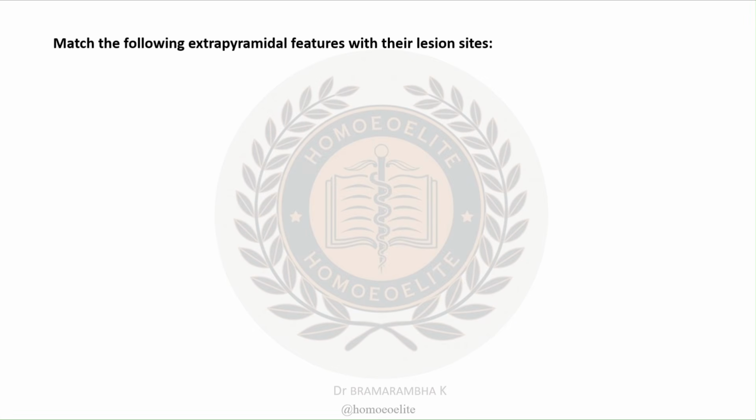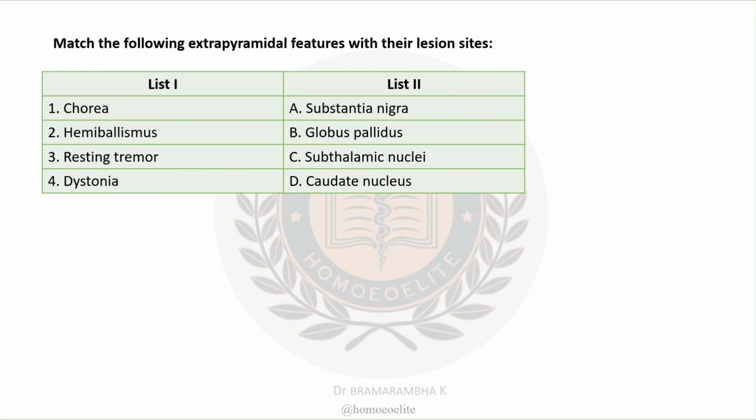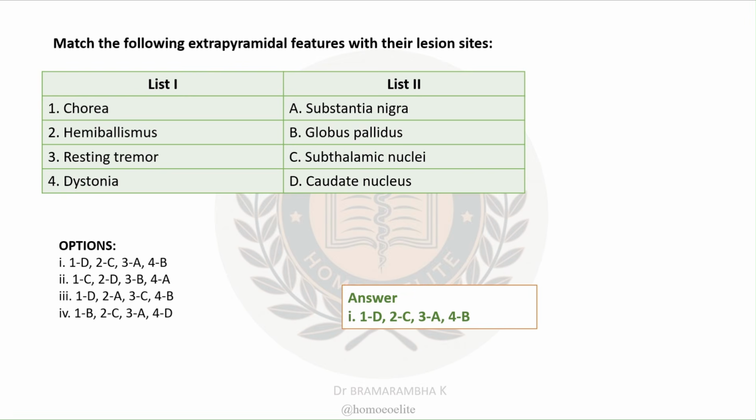Match the following extrapyramidal features with their lesion sites. List 1 has the signs that are given, and list 2 is which region they are related to. So what could be the option here? We know resting tremor, which part is it related to? Substantia nigra. So from here we can try to solve.